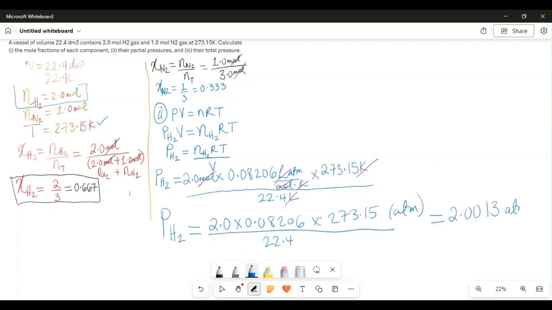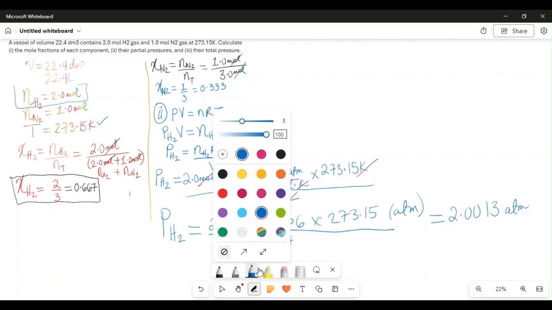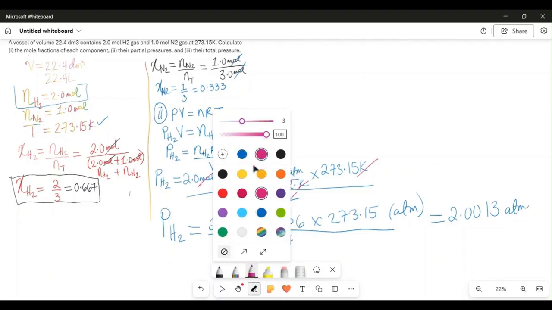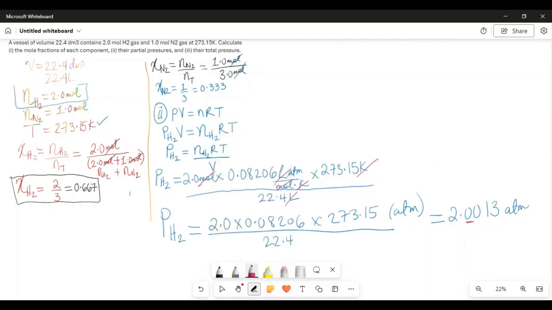So all of this information would be 2.0013 atm. For the sig figs, let's do two sig figs, because we have 2.0 moles as two significant figures and it's the lowest in this question. So we end up with the pressure of PH2 simply being 2.0 atmospheres. So this is the answer to this question, 2.0 atmospheres. Now we've done the partial pressure for one.